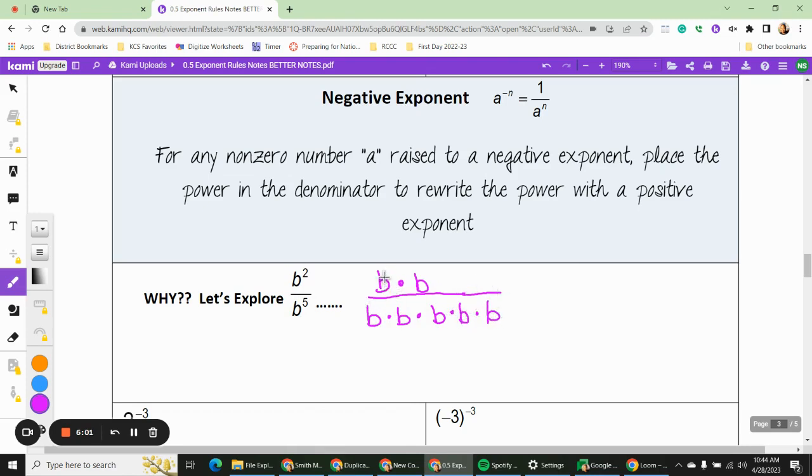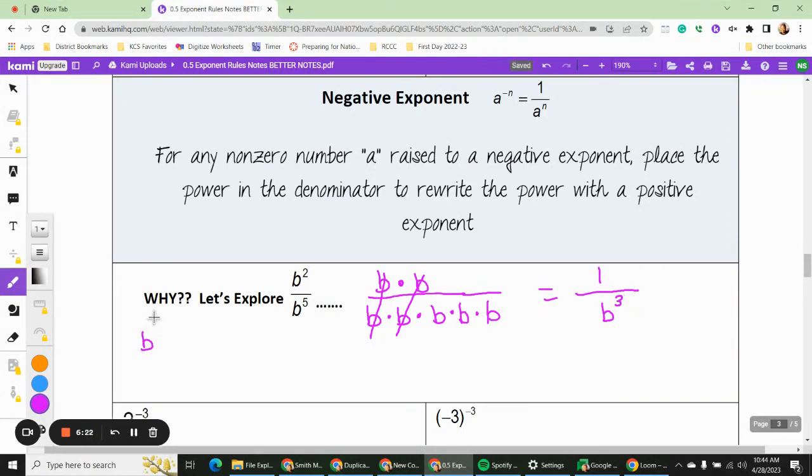And we know that b divided by b is 1, another b divided by b is 1. We don't have any numbers left on the top in the numerator. We're just going to put a 1 there. And then b times b times b, these are the ones that didn't cancel out. We're left with b to the third power. Okay, that's one way to write it.